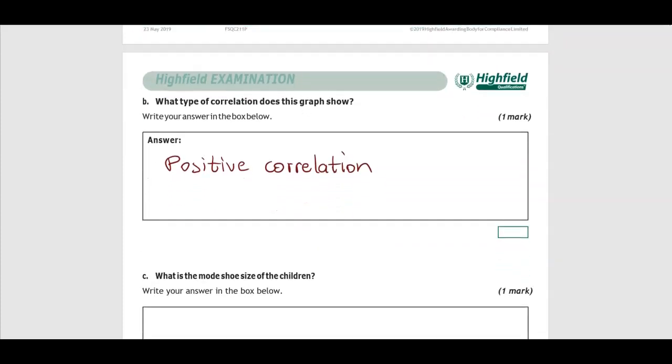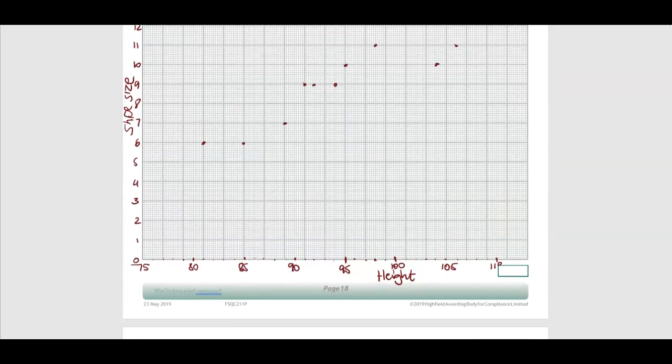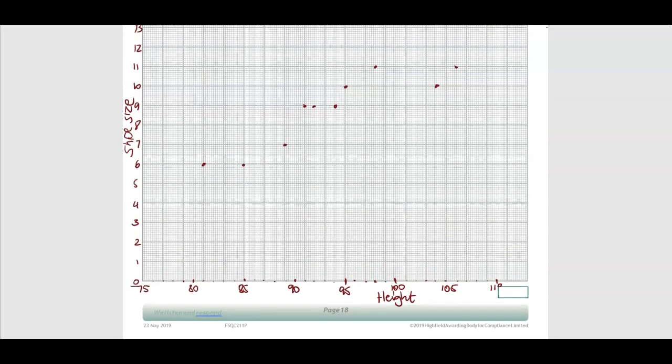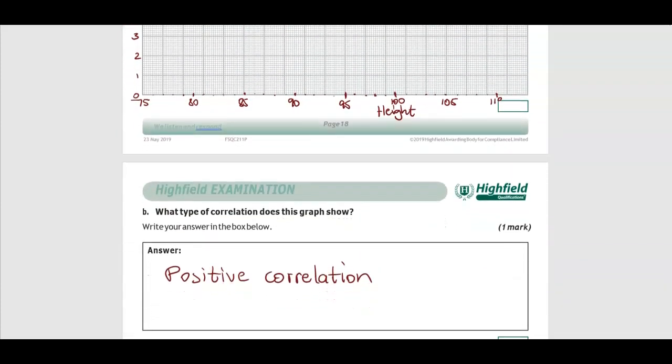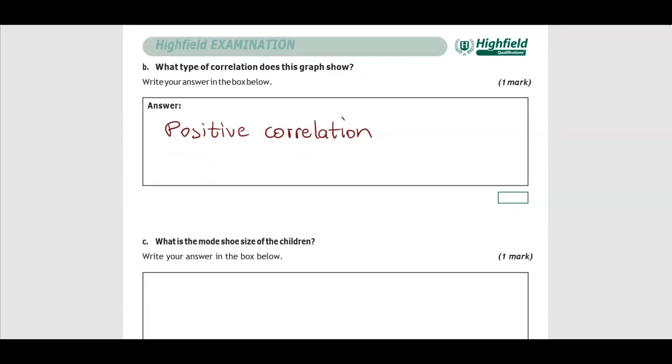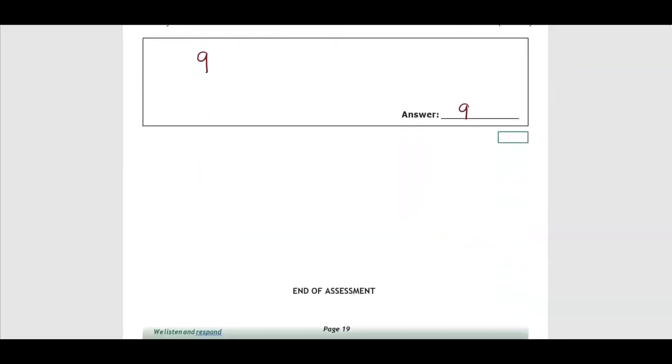What's the mode shoe size of the children? So the most common one, the number that repeats itself more than once or most of the time. So we've got 2 6s, we've got 1 7, we've got 3 9s, we've got 2 10s and 2 11s, so 3 9s. So 9 is the modal value, or the mode shoe size. And this is the end of the paper.